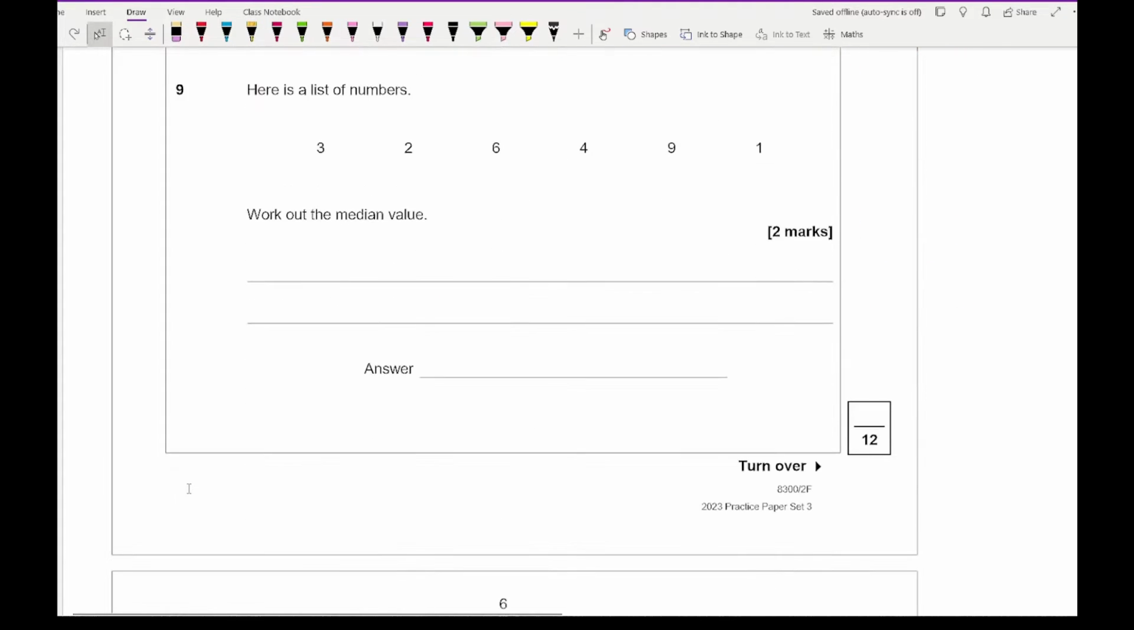Then moving on to question 9, it says here is a list of numbers, and the question says work out the mean value. So what we want to do here is first of all count how many numbers there are, in which there are 6 numbers. We then need to order those numbers, so we've got 1, 2, 3, 4, 6 and 9. And then we want the number in the middle. Now the number in the middle is going to be halfway between 3 and 4, which is 3.5, or you can write it as 3.5.